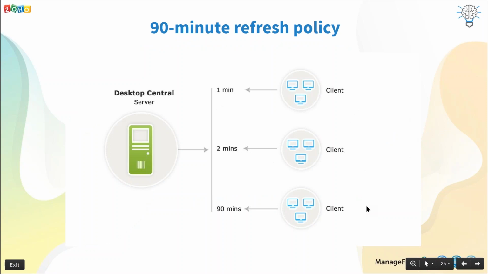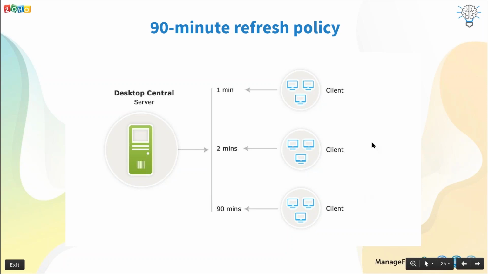Desktop Central can scale small as well as large networks using our 90-minute refresh policy. So what is the 90-minute refresh policy? Every agent communicates with the Desktop Central server once every 90 minutes.